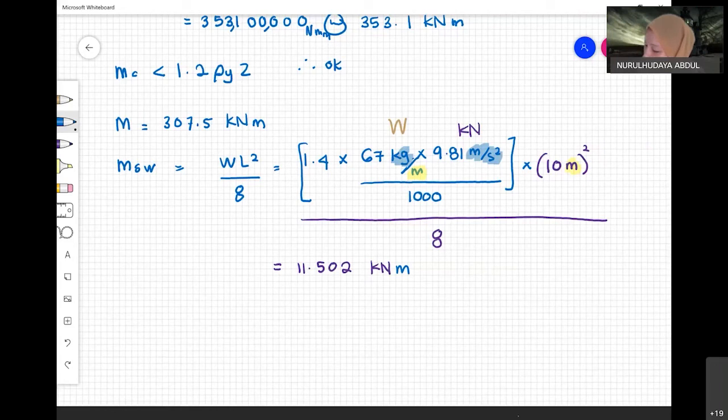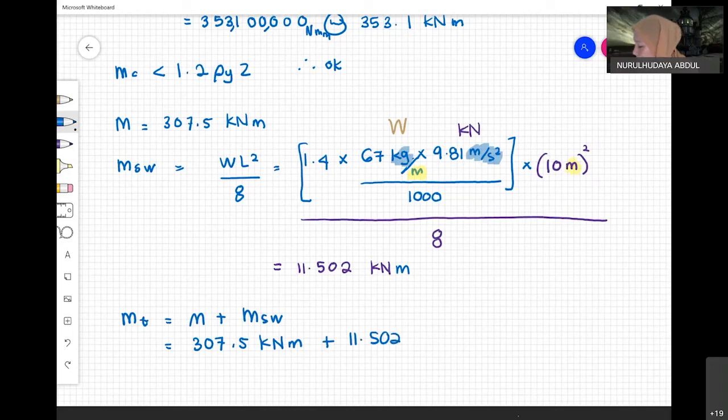So kita kira MT which is total moment. So you ambil je M plus MSW. 307.5 plus 11.502. And we will get 319.002.